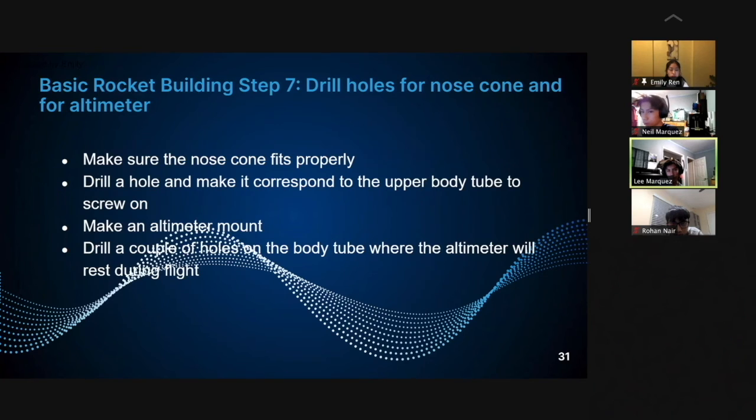For step 7, we drill holes for the nose cone and for the altimeter. So we have a 3D printed nose cone. So there are 2 holes on each side. So we just drill holes, make sure they're aligned with the nose cone, and we also drill holes in the top tube so that the altimeter can read the pressure correctly.